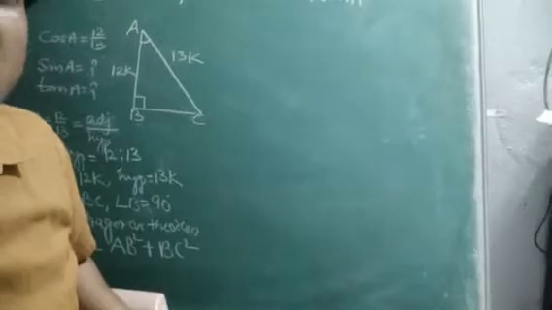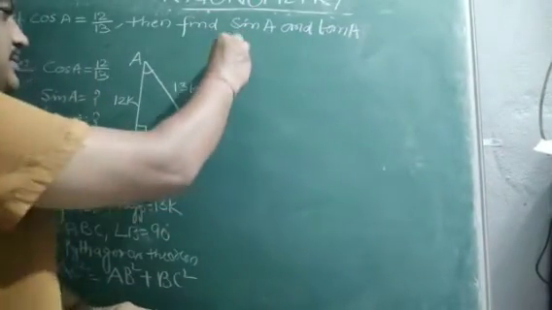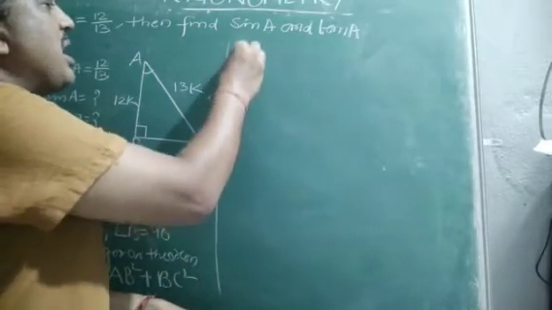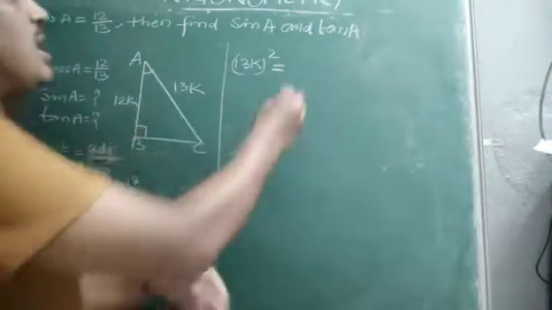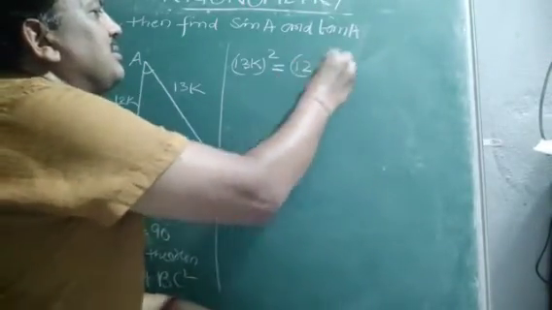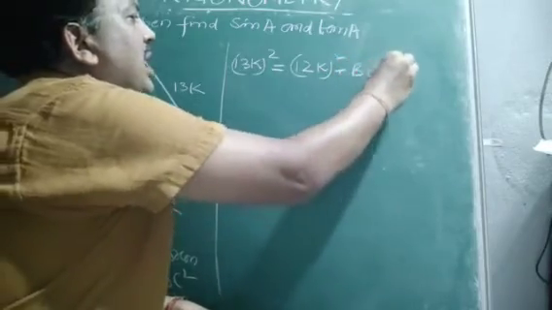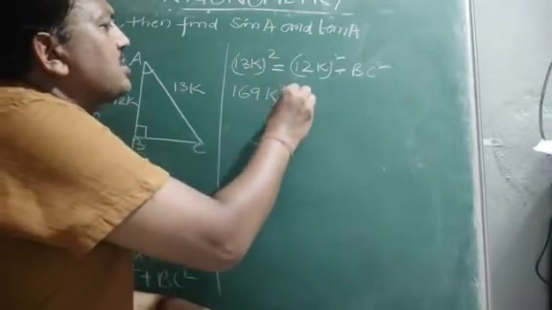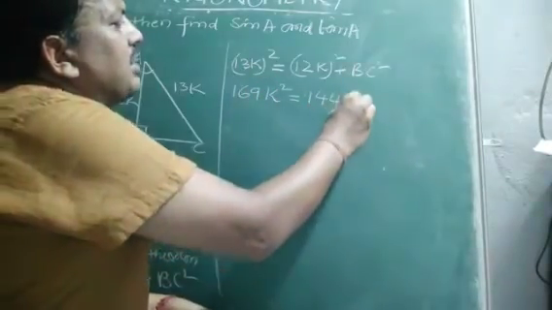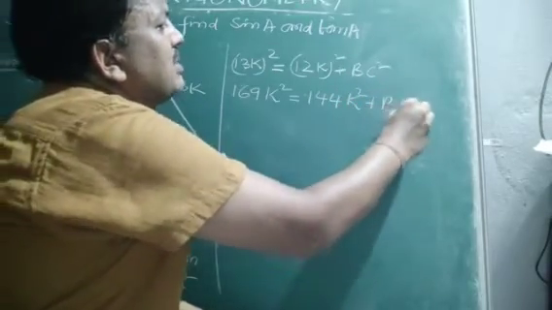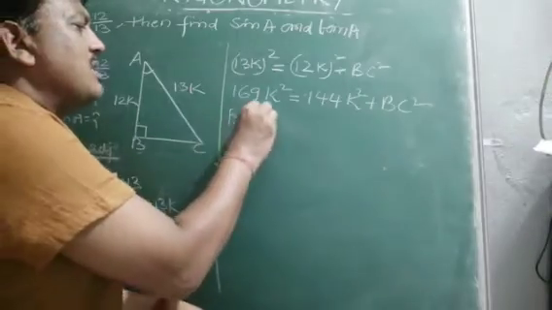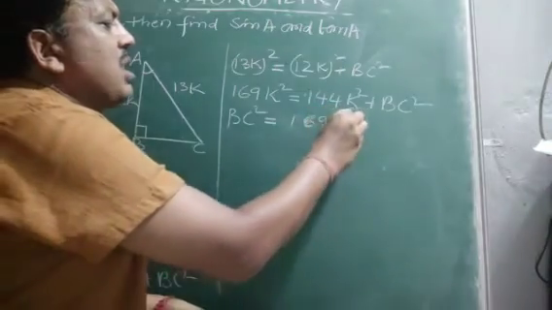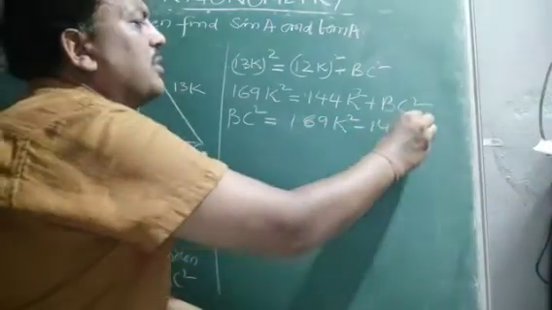Now after this, let's put the values. AC, how much, children? 13K square is equal to AB, how much? 12K square, plus BC square. 13 square is 169, so 169 K square is equal to 144 K square plus BC square. Take BC square to one side and the numbers to the other side: 169 K square minus 144 K square.